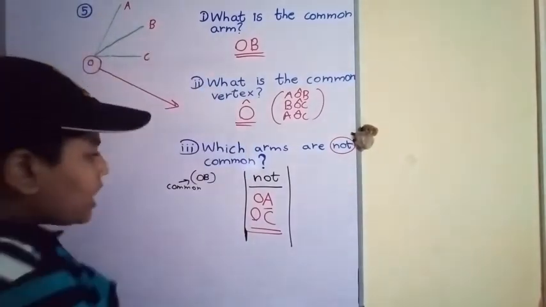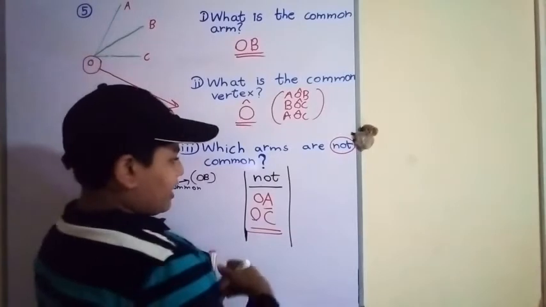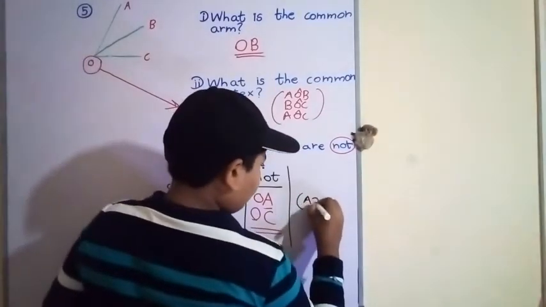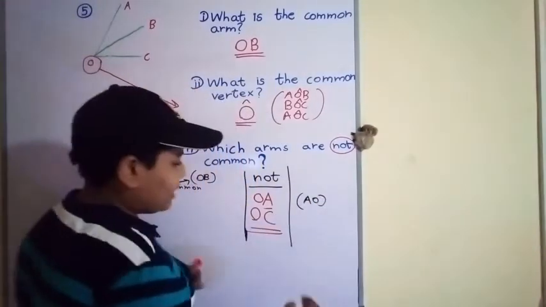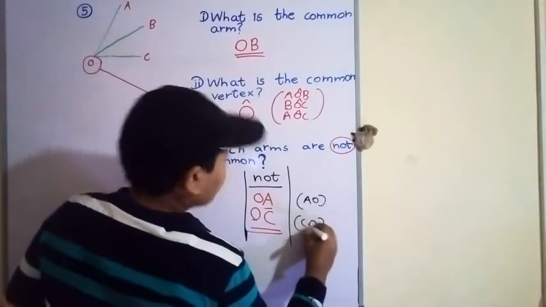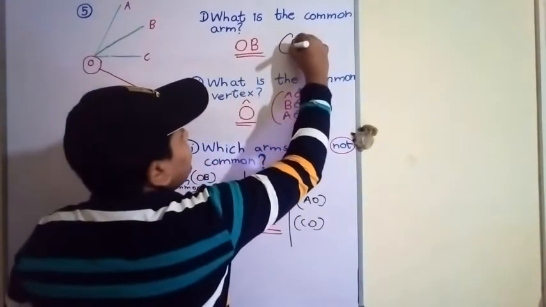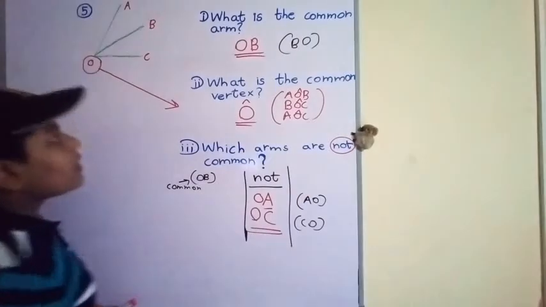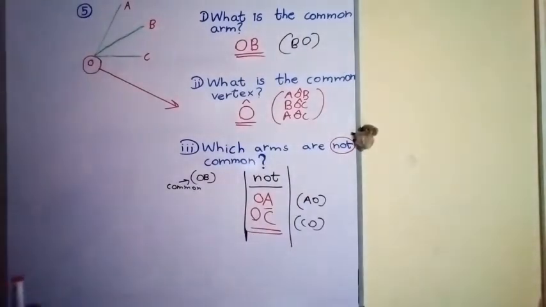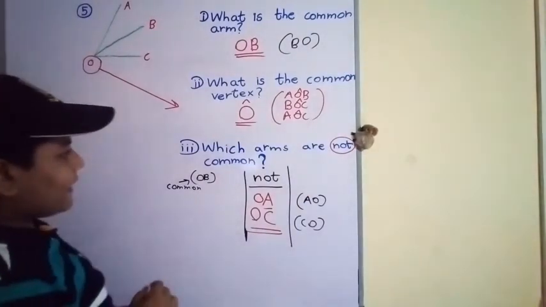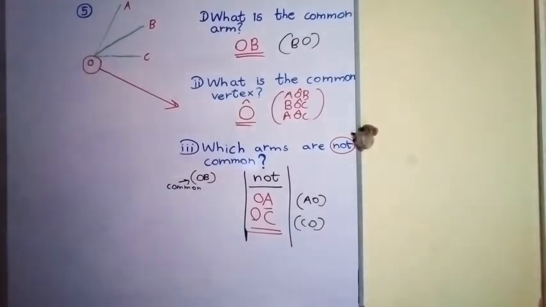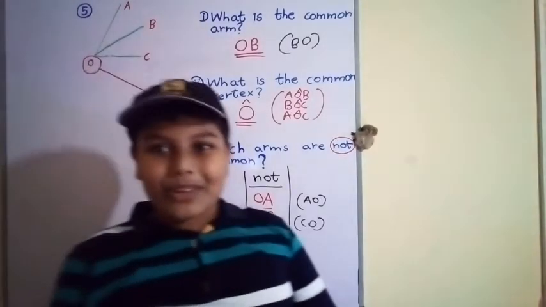Right? Now, you can write this opposite one as AO. The opposite one also gives the same answer. CO. Now, the common arm also BO. That is also the opposite one of that. Right? Now this is the fifth question, right?